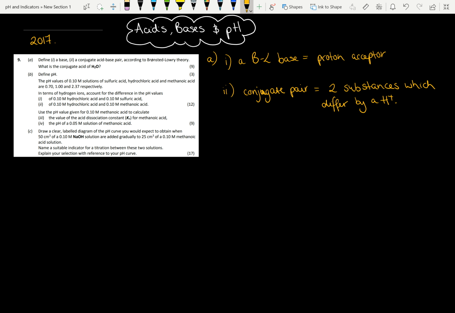Okay, and then they ask us to write the conjugate acid of water. So we know that a conjugate acid is formed by a base behaving like a base. And we've already said that a base is a hydrogen acceptor or a proton acceptor. So water, when it accepts that proton, is going to become the hydronium ion, or the H3O plus ion.